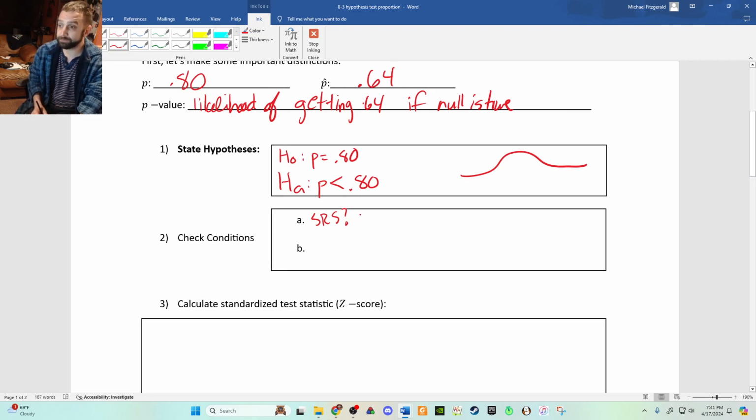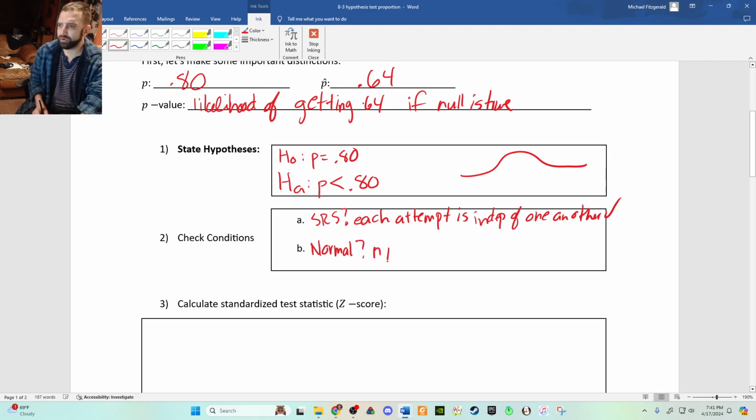So can't we say each attempt is independent of one another? So we can assume that. And then the other condition, of course, is the normal condition.